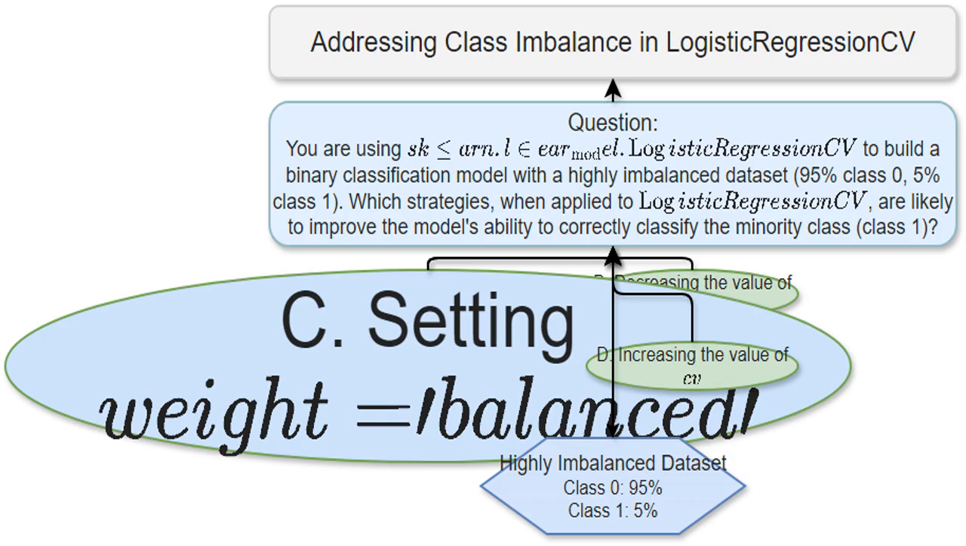This is a powerful setting. I can instruct LogisticRegressionCV to automatically adjust the weights assigned to each class during training. The minority class will receive a higher weight. Think of it like this: I'm giving the model extra emphasis on correctly classifying those less frequent cases.